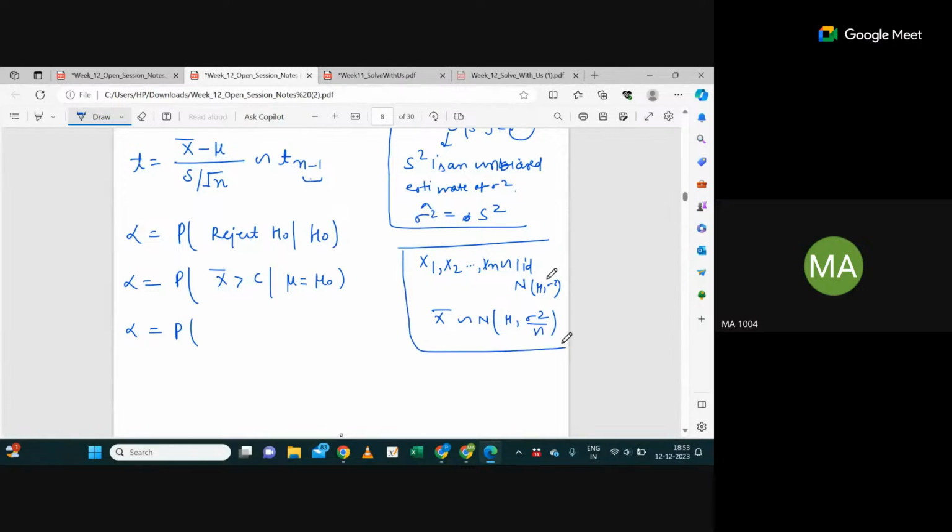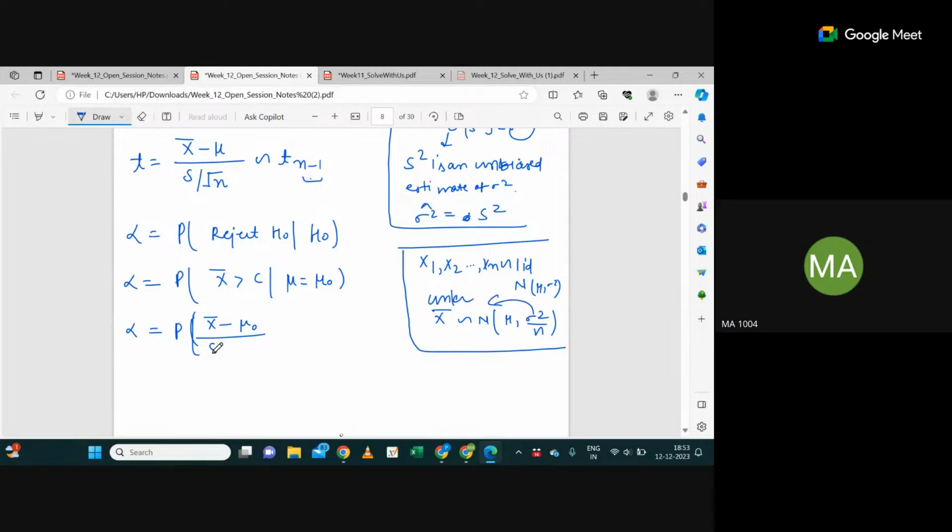Yes or no? Yes, sir. The same thing we have to convert in standard form. Now it will be X bar minus mu, I'm using direct mu naught. Divide by sigma by root 10 or divide by S by root 10? S by root 10, because this sigma square is unknown to us in this case, right?